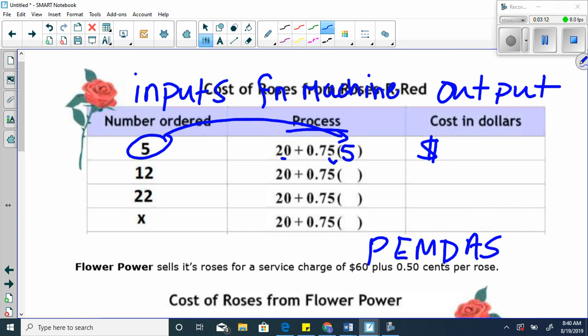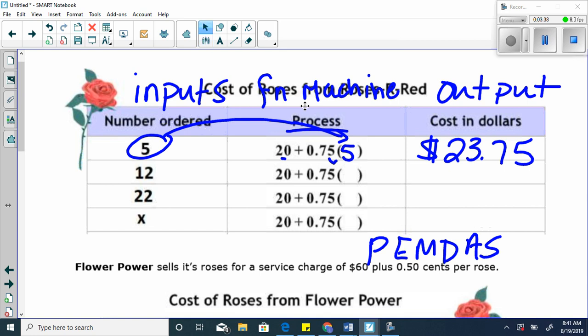Then plus 20. Okay, if you want to plug this whole thing into your calculator at once, you have to put the 0.75 times 5 in parentheses. And then your calculator will do that first. Okay, so what do we get? 23.75. Awesome. I want you guys to keep going. I'm going to call 2 volunteers to come up and write the other 2 for me. Work with your partner right now. I'm going to have 2 people come up. Tell me what they get.